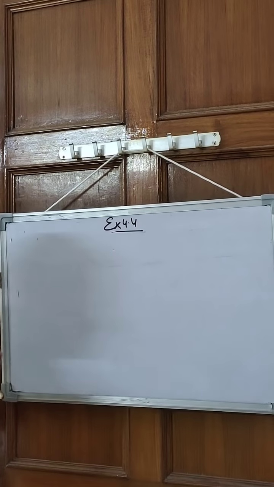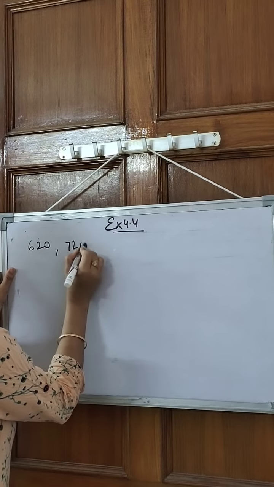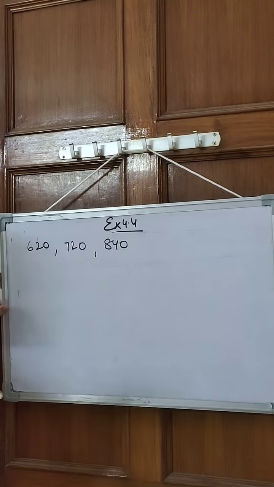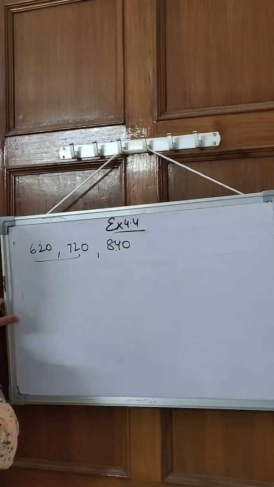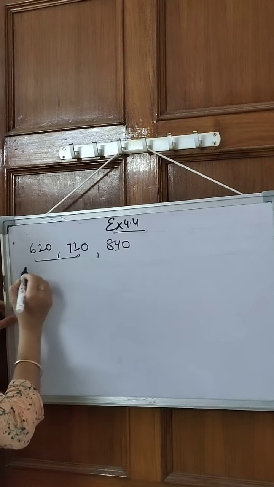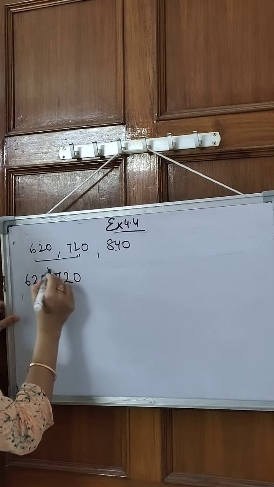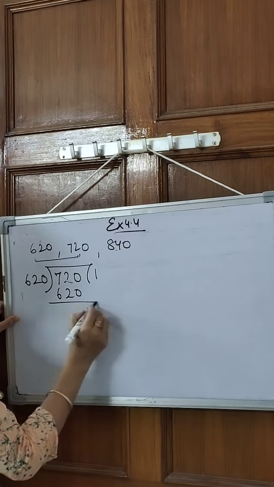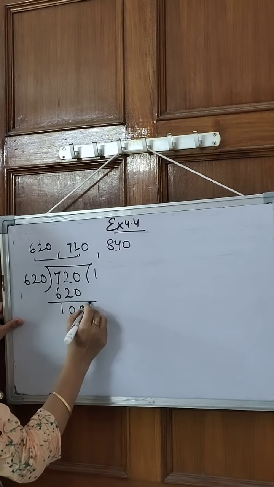Now let's find the HCF of these three numbers, 620, 720 and 840. I will be using the division method, as I feel it is simpler, but you can use any method. I will take the first two numbers first. I will write the smaller number as the divisor and the bigger number as the dividend. Now solve it by 1. So 620 means 0, 0 and 1.